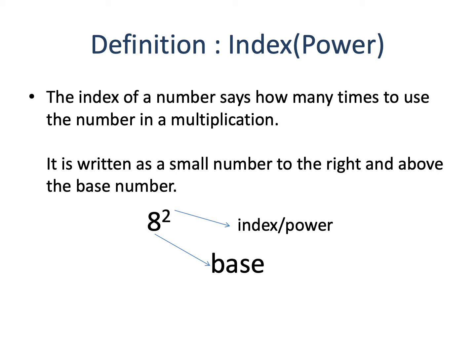So the index or power generally represents how many times to use that number, that is the base number, in a multiplication. A given example is 8 to the power of 2. That means you represent it as 8 multiplied by 8, since the power or index is 2. So your answer is going to be 64.